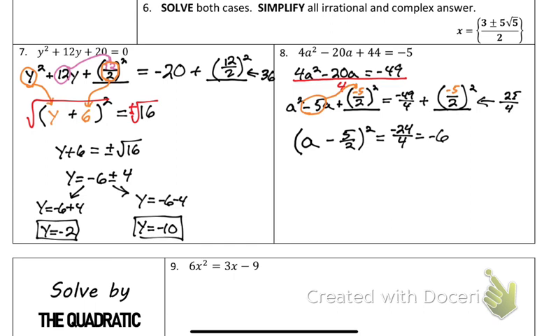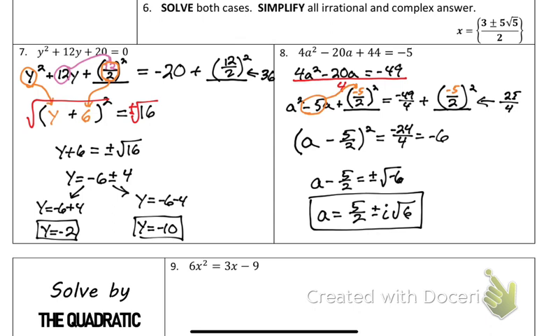Okay, so now we can take the square root of both sides, which is going to give me a minus 5 over 2 equals plus or minus the square root of negative 6. We should realize with the negative 6, I should pull an i. I'm also going to move the 5 over 2 to the other side to be just a equals 5 over 2 plus or minus i square root of 6.